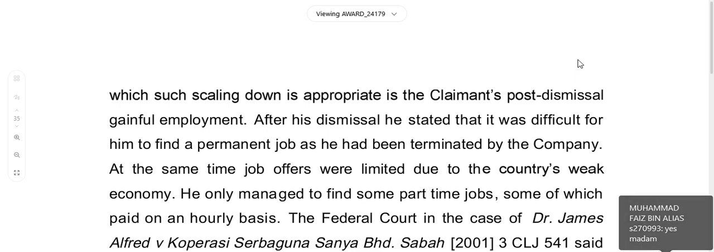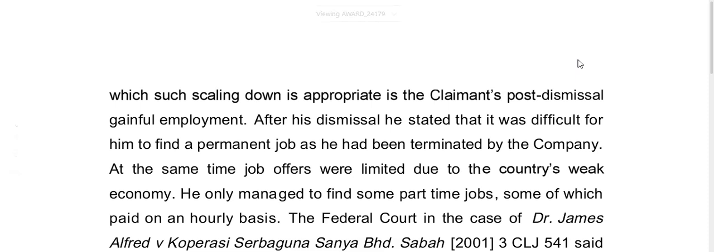We use the same cases, and if you want, you can also search other cases where the employee was dismissed. From the date of dismissal, according to this case, he was dismissed on 10 November 2014, and the hearing completed in 2016, so it's more than 2 years.